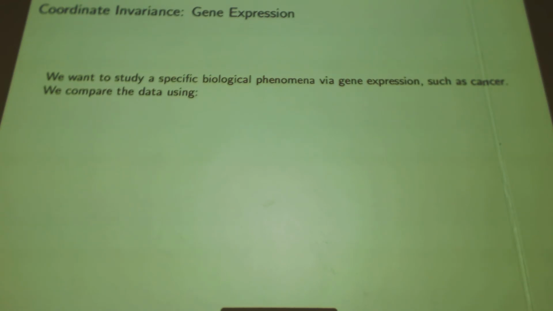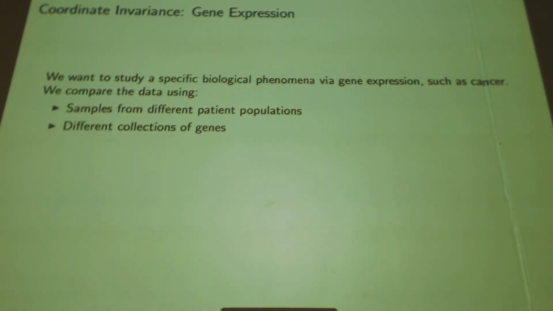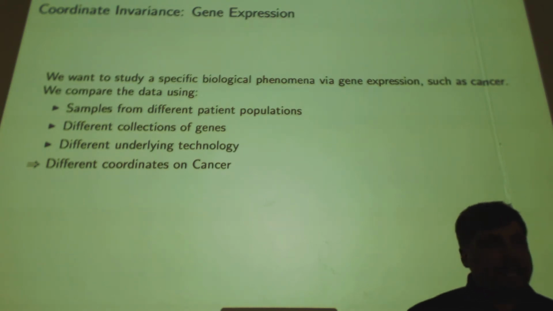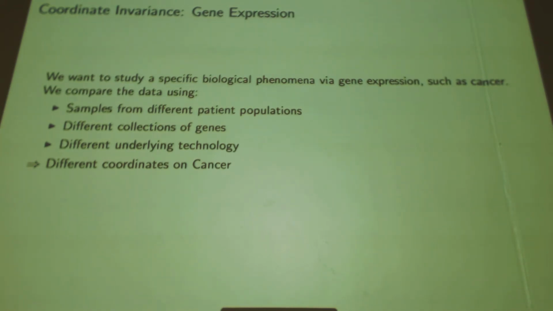We're looking at a biological phenomenon, in this case breast cancer, and we want to compare studies of breast cancer. Unfortunately, these studies are from different patient populations, and they measure different genes in the patients, and they're done with different underlying technology. And yet, I want to compare these groups of patients. So what I would say is that there's one phenomenon that we're studying, breast cancer in this case, but we have different coordinate systems on this phenomenon. Different machines, different populations, different genes.